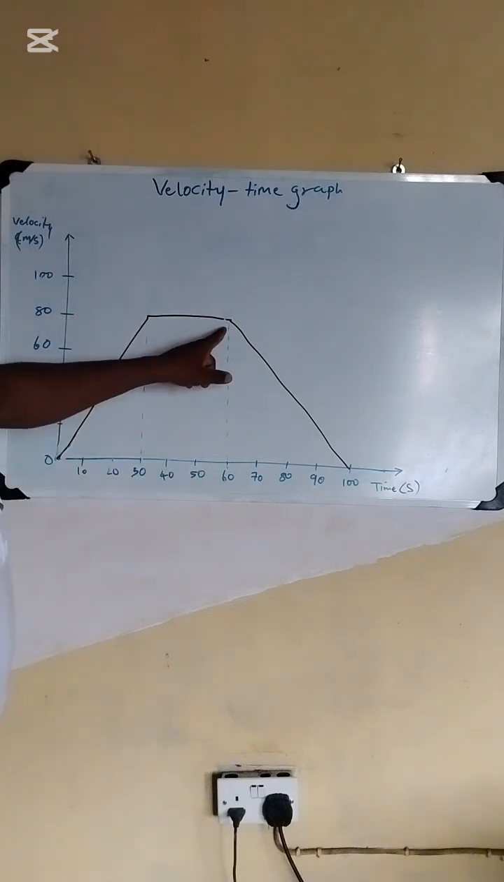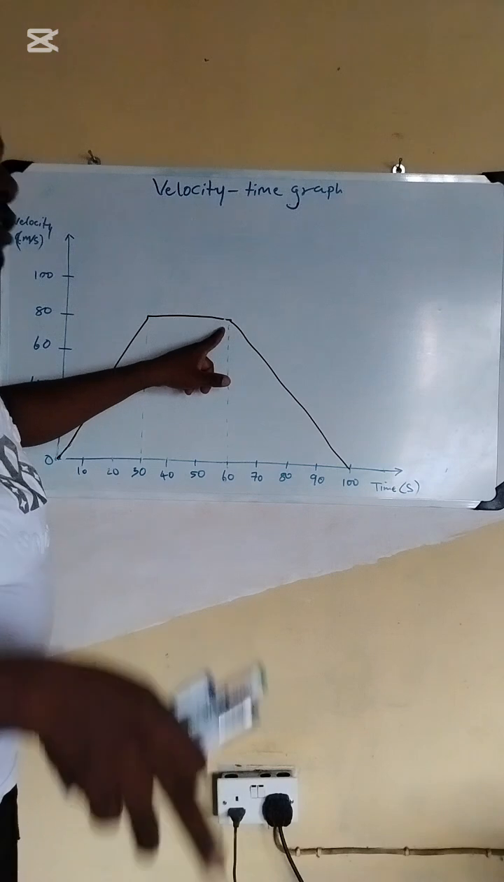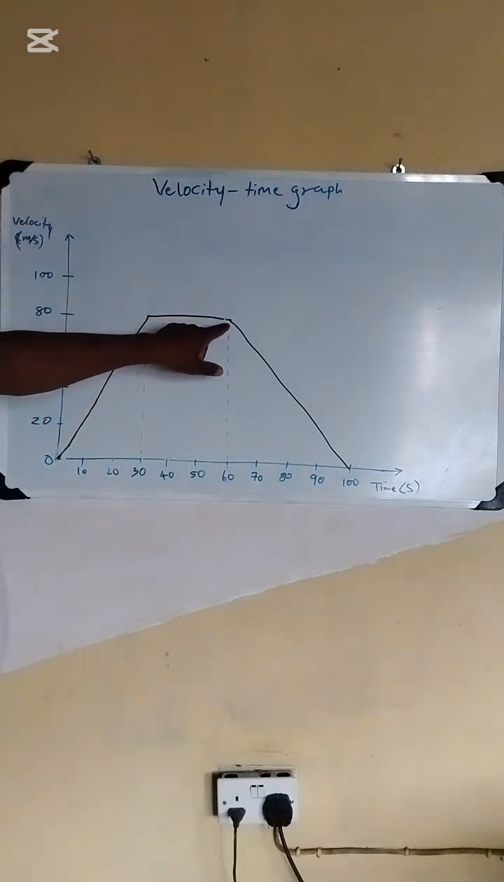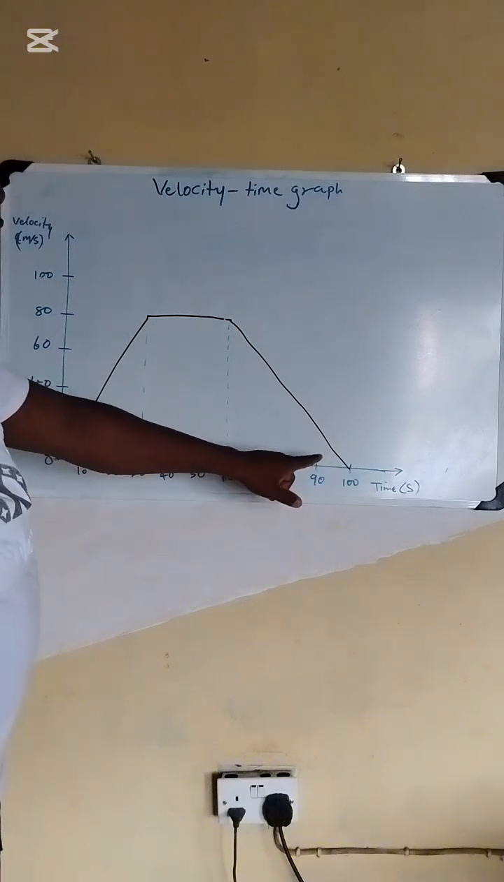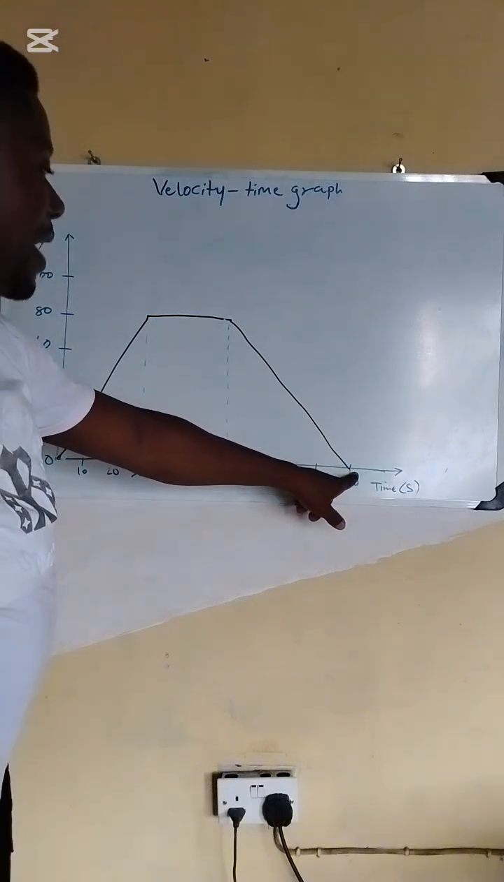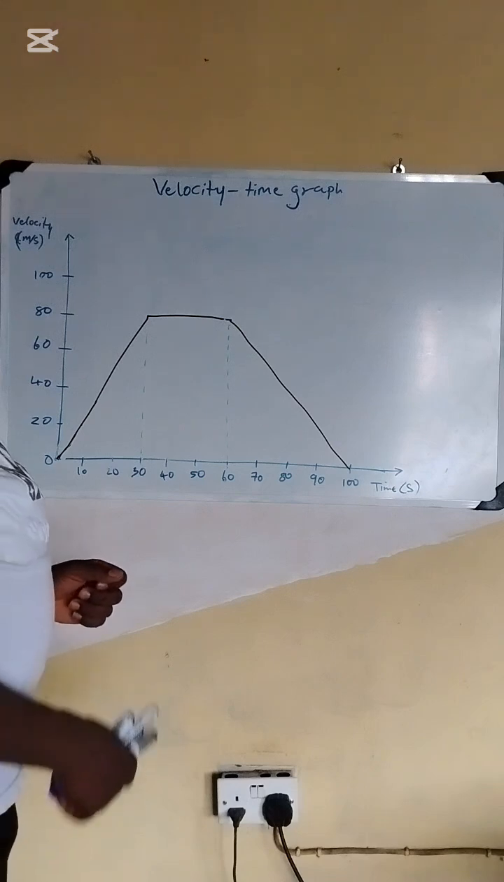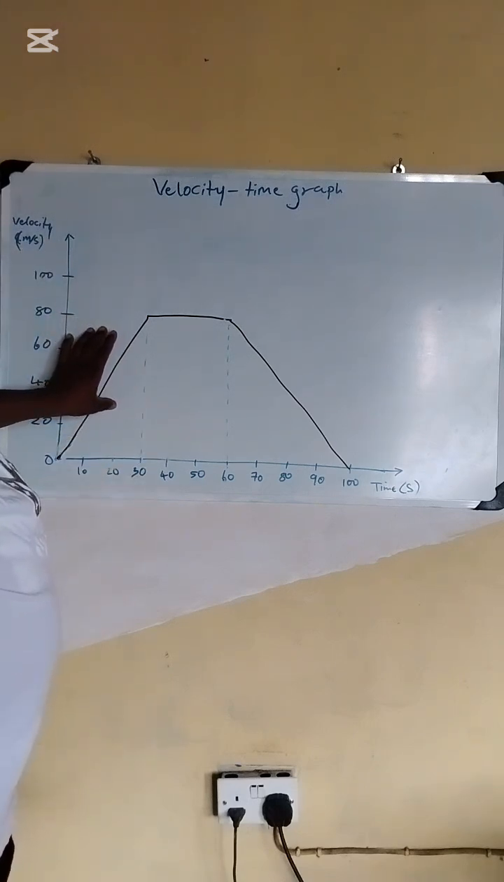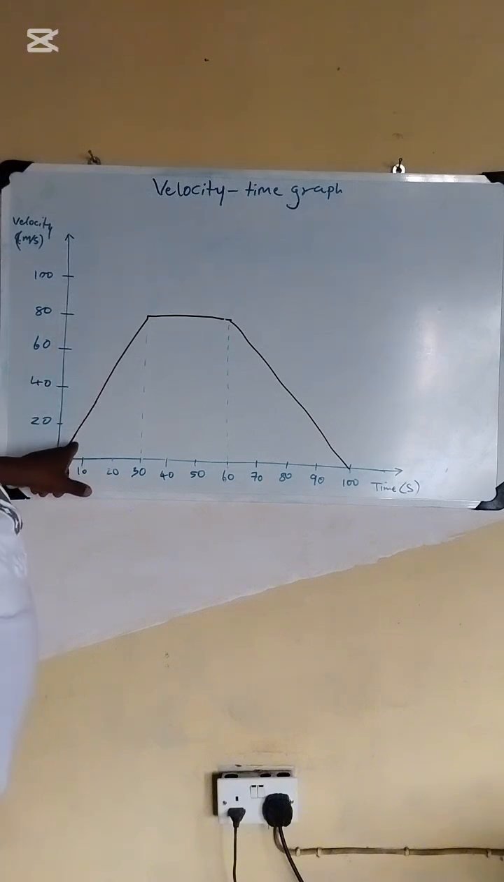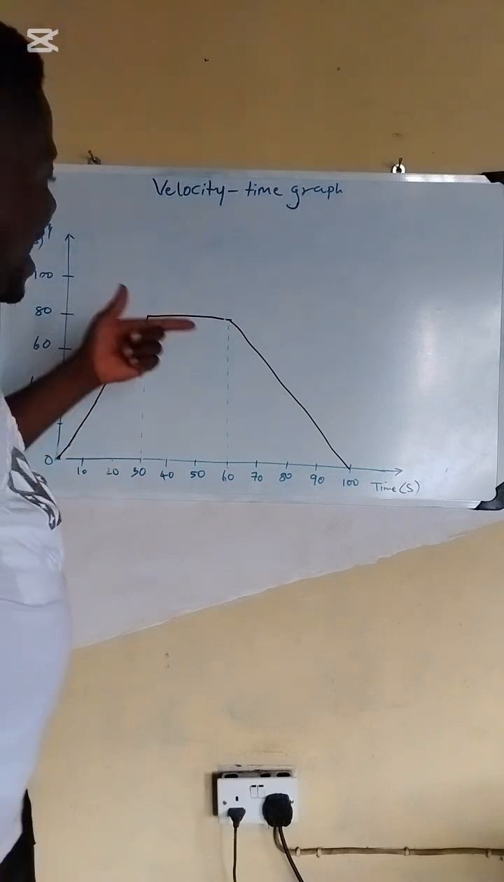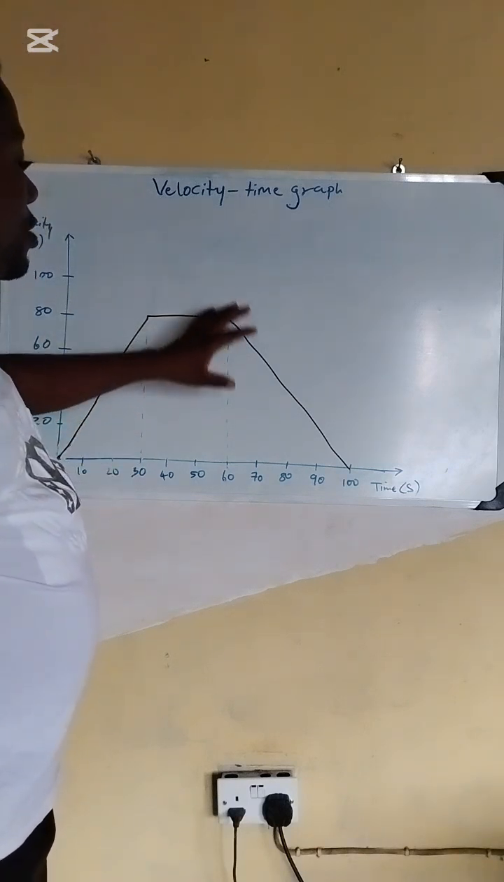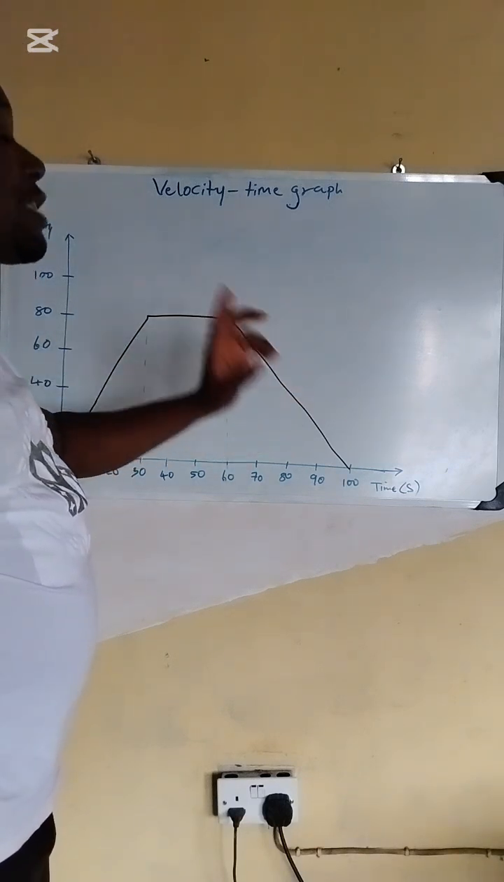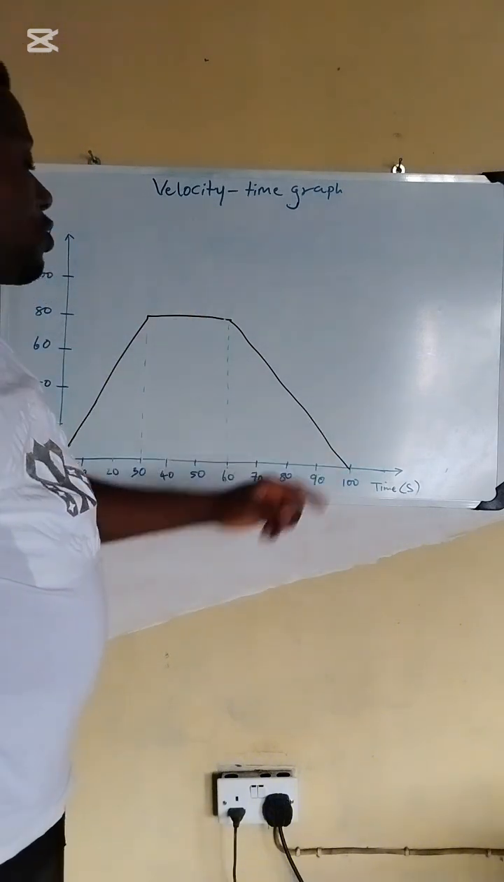Now at that point, the car decides to return to rest. The car now starts to slow down. It takes it 40 seconds to return to rest. So here you are asked to find the acceleration of the car during the first stage of the journey, which is this line that is going up here. And also you are asked to find the deceleration of the car during the last stage of the journey, and the total time it takes the car to return to rest.